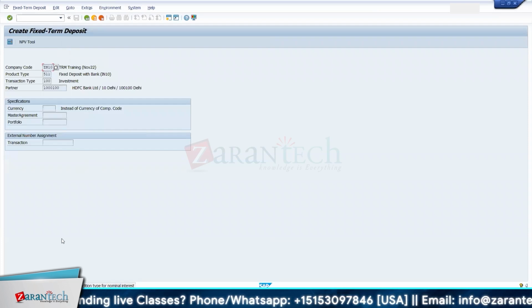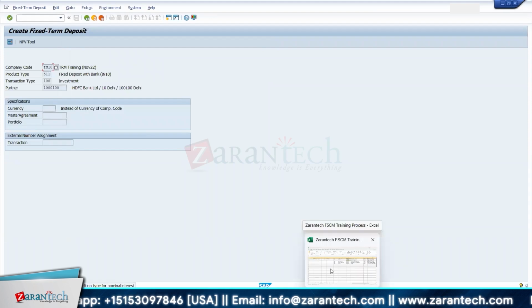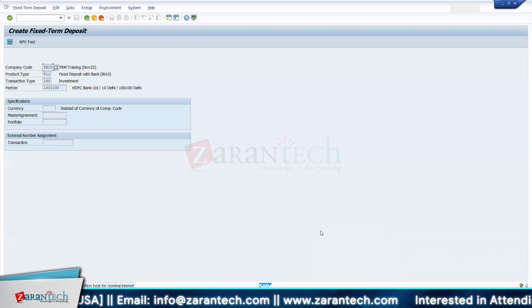You can see here, currently I am not able to create this transaction. Why? I didn't do this configuration because I wanted to show you that when you try to create any of these transactions, the system checks for this particular product type, based on the product category, what is very important or what are the conditions that will be required.